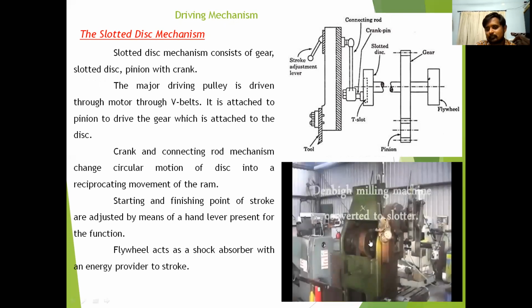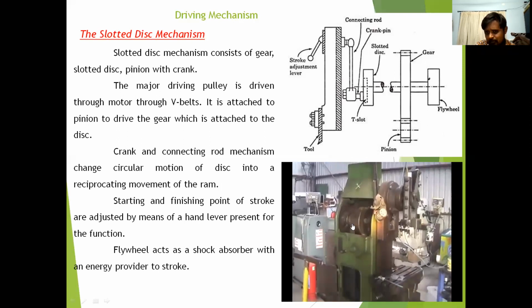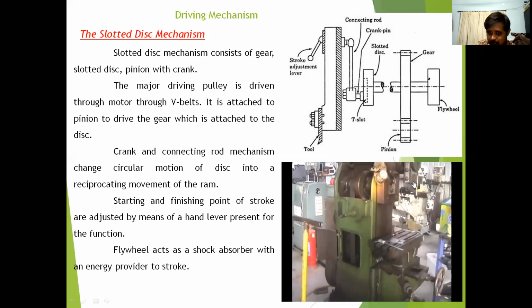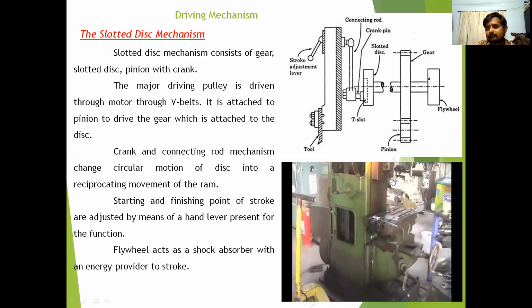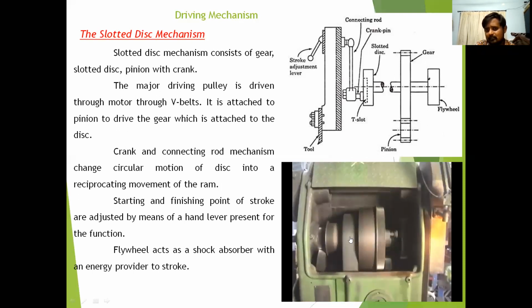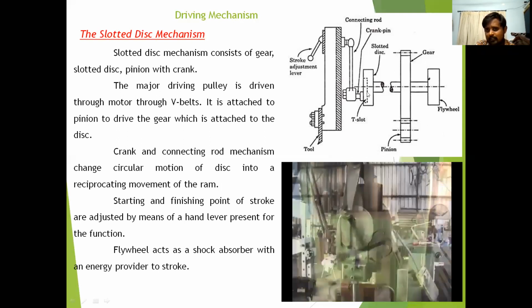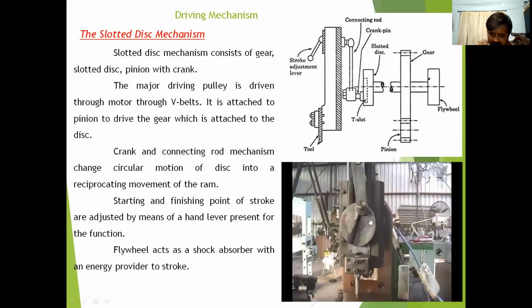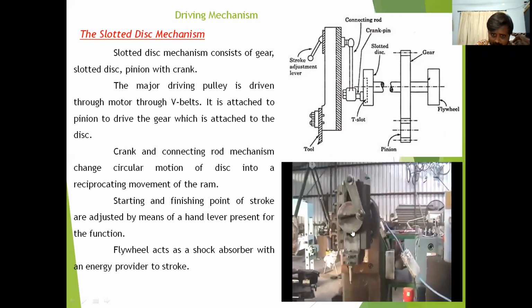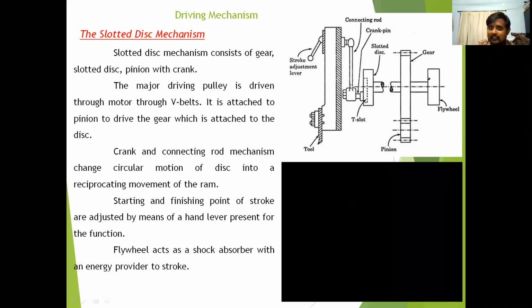Now see, this is the complete disc, and here is a V-belt. The rotary movement of this disc is converted into reciprocating movement. This is a flywheel. These are the V-belts. These are connected to the gear and pinion, and these are connected to the slotted disc. This is a slotted disc, and this is a connecting rod. The rotary movement of this slotted disc is converted into reciprocating movement by using the connecting rod.